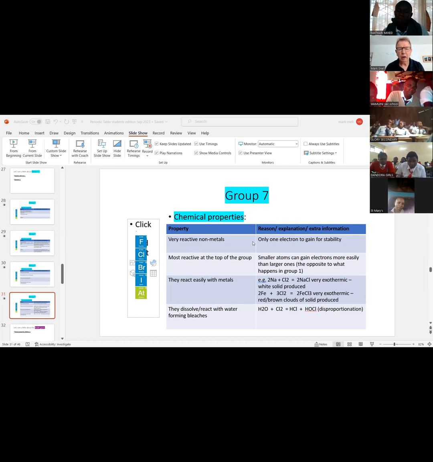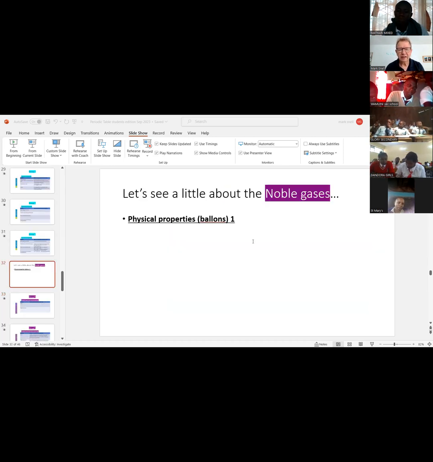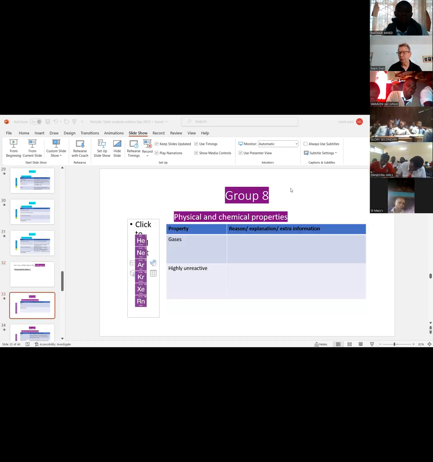And finally, we are on to the noble gases. Now, the noble gases are peculiar, and they only have 2 properties. And here are their physical and chemical properties. The physical property is that they are just gases. They are colorless, they are odorless, we cannot smell them, and they are gases. They are highly unreactive. In other words, they are very unreactive.